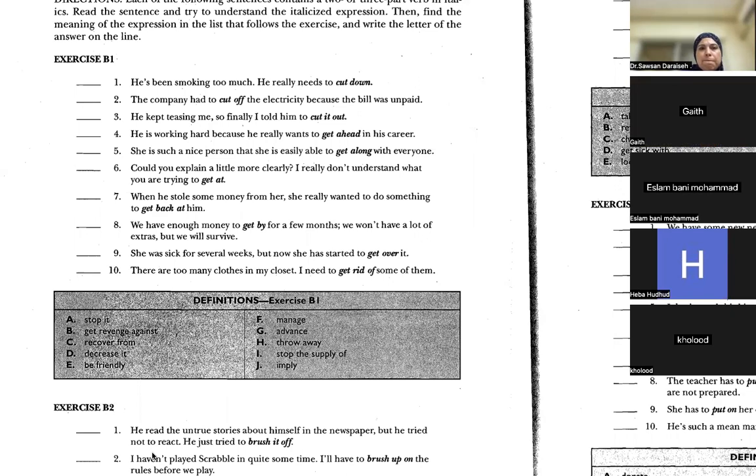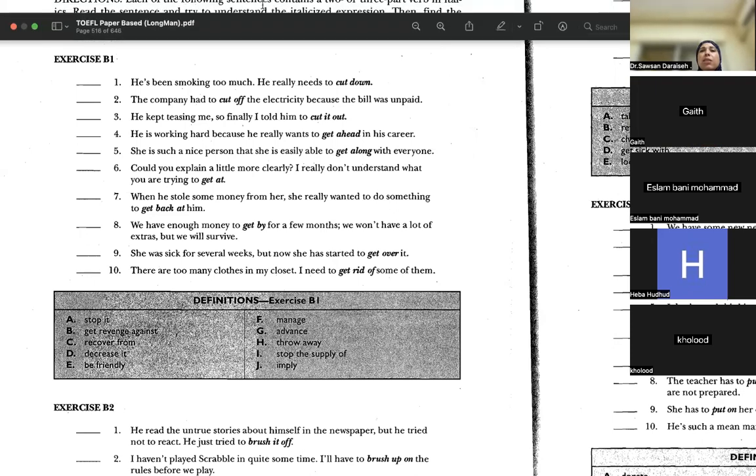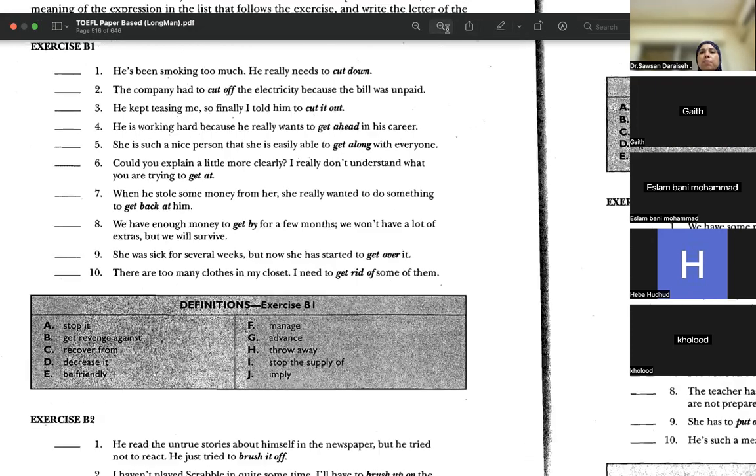Go ahead and read number 2 for us. Can you do number 2 for us? Let's take a look at the next phrasal verb.